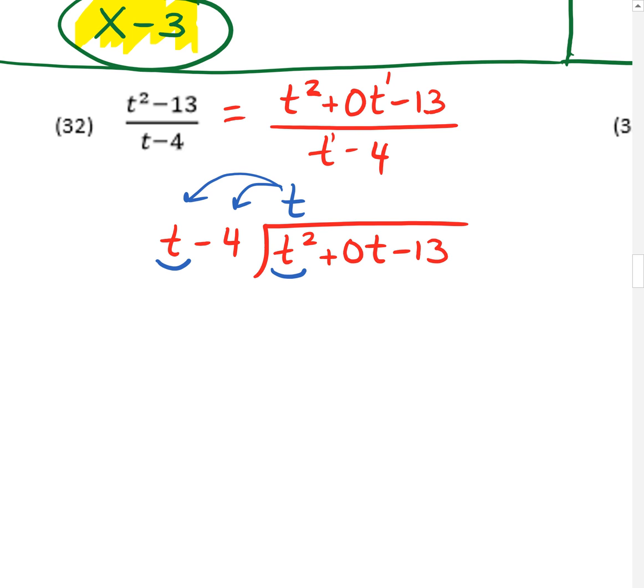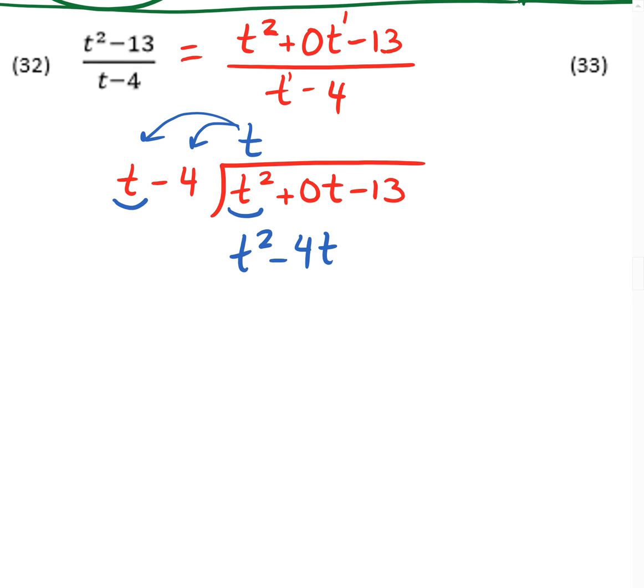Now let me multiply the t by both terms outside. t times t would be t squared. t times negative 4 is negative 4t. But now I need to subtract, and I better put the subtraction in parentheses and distribute the minus sign. Minus on the t squared, minus on the negative 4 actually makes it a positive 4. And now I can combine vertically. It's a t squared minus t squared, that's nothing. 0t plus 4t is positive 4t.